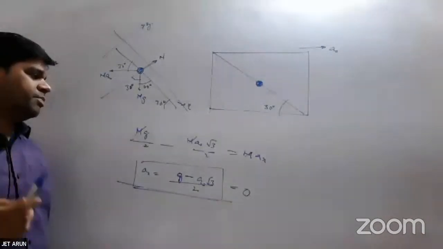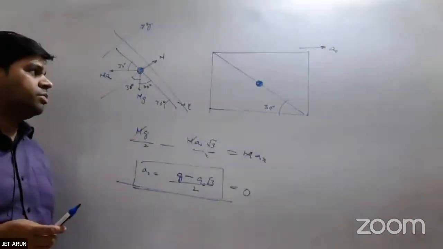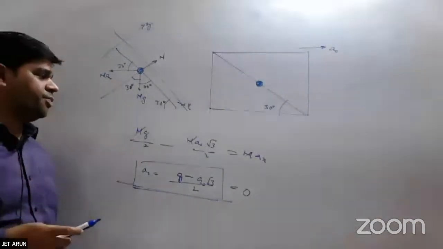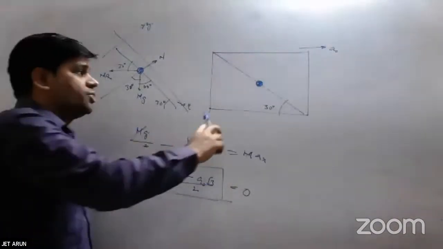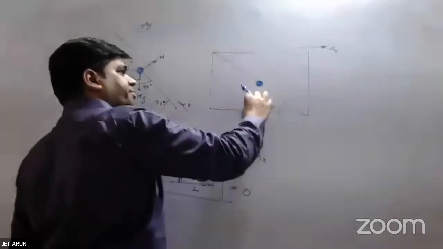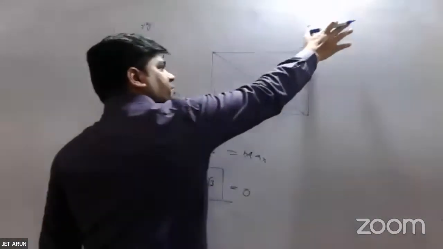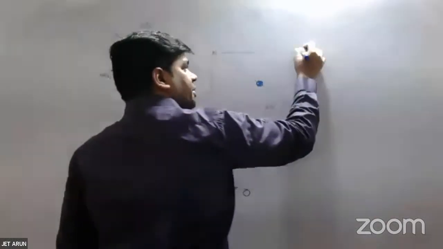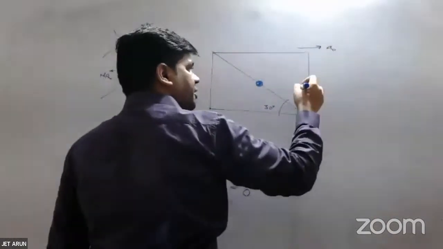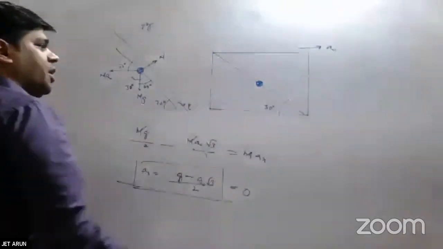Or g by 2, let's assume. It should go up with an acceleration of g by 2. Then what do I do? It should go up with an acceleration of g/2. If it doesn't move, it comes down with an acceleration of g/2. But what should be the acceleration of a0 such that it moves up with an acceleration of g/2? Then what do I do?